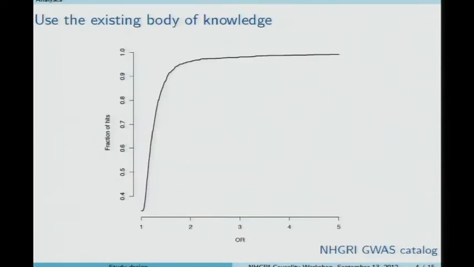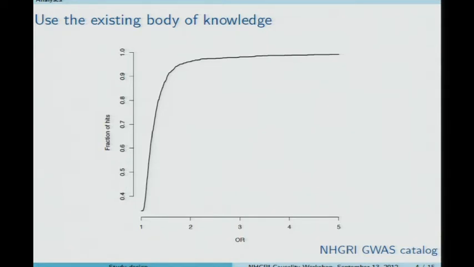So the first point, which we thought was important to make, is that when designing a study either with or without the express goal of implicating causality genetically, it's important to use the existing body of knowledge, both for your phenotype and more generally. So this is a cumulative fraction of the NHGRI GWAS catalog of hits by odds ratio. So basically, from left to right, what fraction of hits have an odds ratio of just over 1 to 2, 3, 4, et cetera.